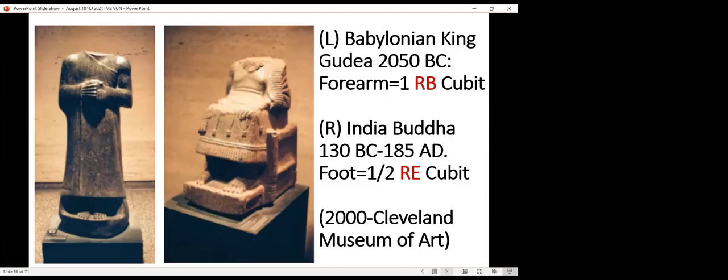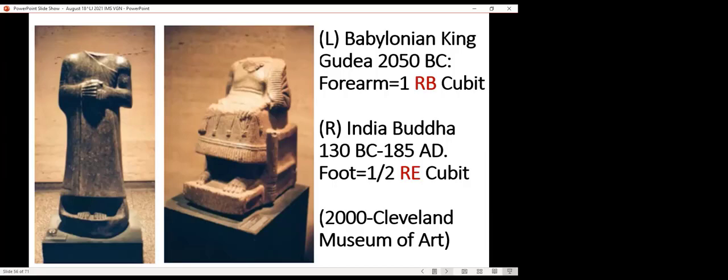One has that documentation written in the glyphs on the back. The figure on the right, we see similarities in style. India Buddha, 130 BC to 185 AD. In a short study here we measured the length of the foot, which turned out to be one half the Royal Egyptian cubit.